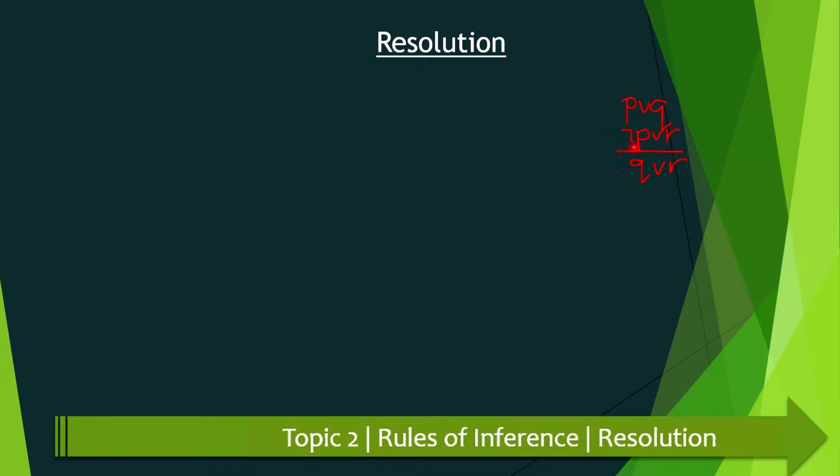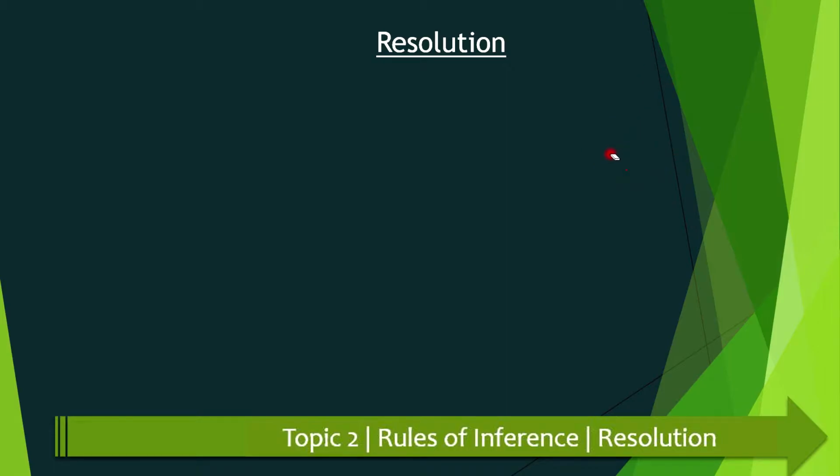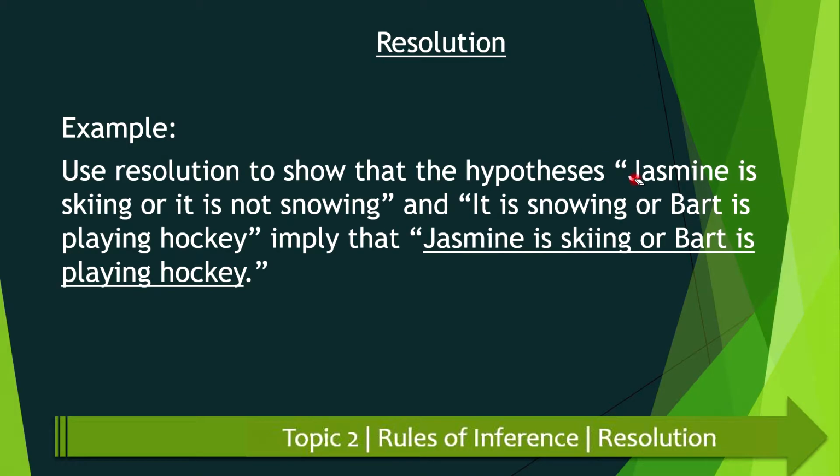Now let's solve first a problem. Let's review and solve a problem using the resolution. Use resolution to show that the hypotheses Jasmine is skiing or it is not snowing, and it is snowing or Bart is playing hockey imply Jasmine is skiing or Bart is playing hockey. You can pause the video and answer this, and I'll give you a hint that you can use variables to get the final answer.